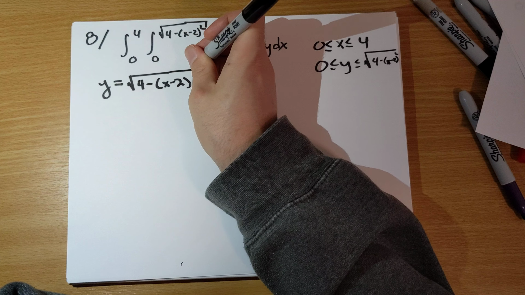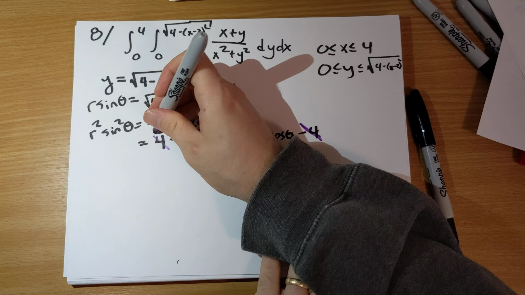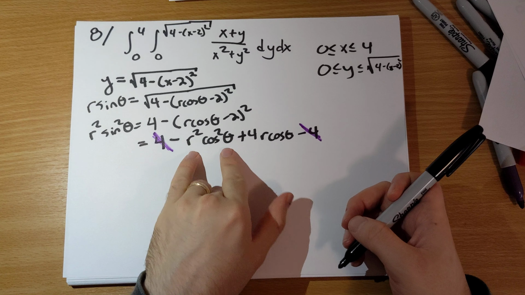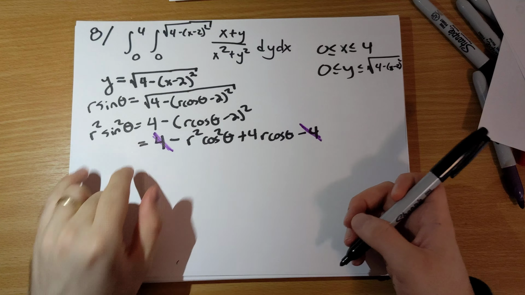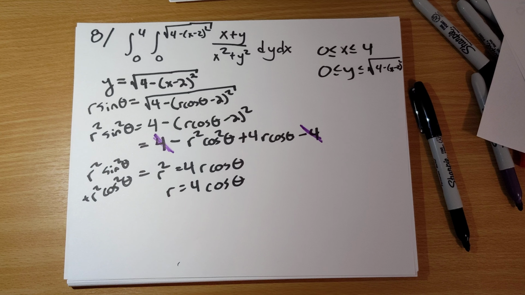Expanding this out, we get 4 minus r squared cosine squared theta plus 4r cosine theta, and then minus 4. So those would cancel out. Moving this to the other side, we'd have r squared sine squared theta plus r squared cosine squared theta. That, of course, is equal to r squared, and that's going to equal 4r cosine theta. So cancel out a factor of r, we'd have r is equal to 4 cosine theta. So one of the bounds of r in terms of theta is r equals 4 cosine theta.